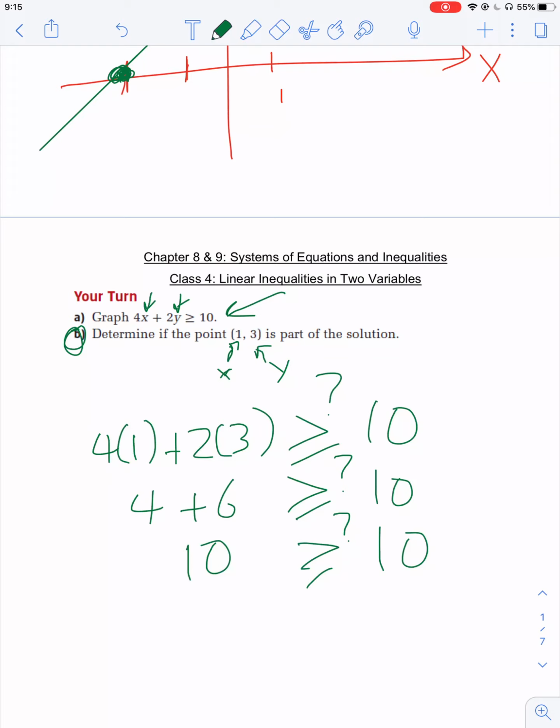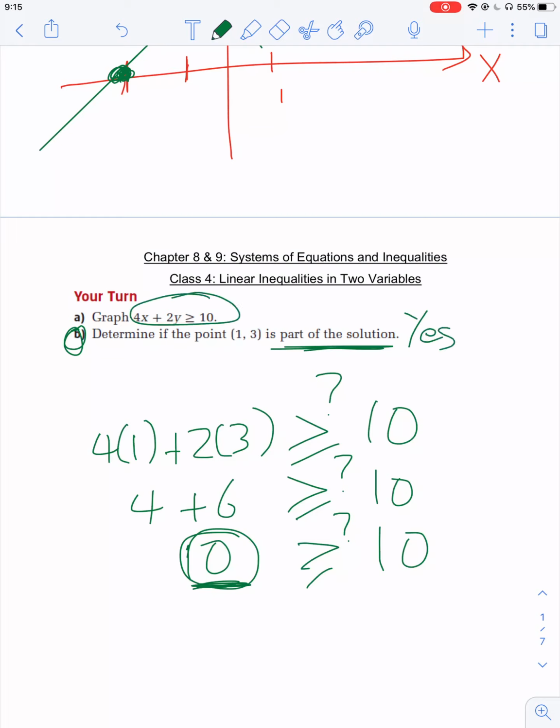Yes, it is. Because this will only be true if the value on the left hand side is 10 or higher. So 11, 10.5, all of them will satisfy this inequality. So this point happens to be part of your solution. Why? Because if you plug it into your inequality, there is no contradiction.